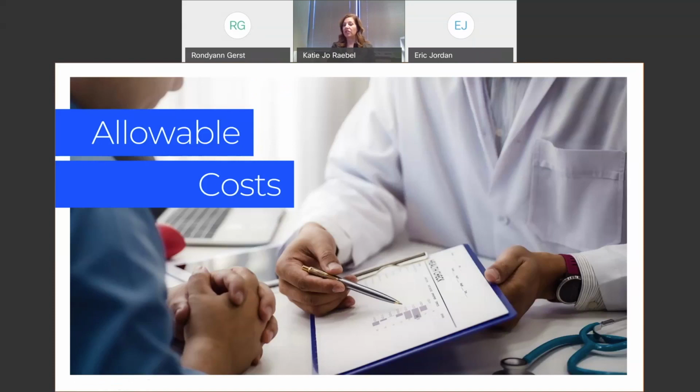Let's move on to allowable costs. So that's the overall general overview of the rural health clinic cost report. Let's talk about, again, our numerator number that we're trying to get to. And what we're trying to get to is allowable costs in our numerator.